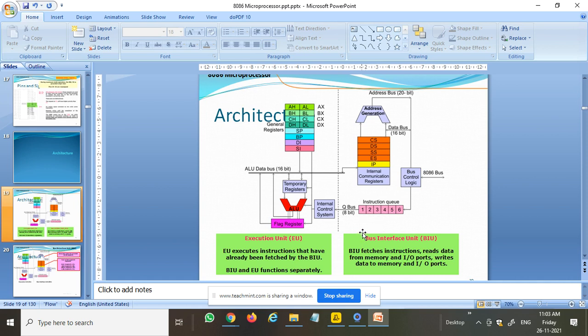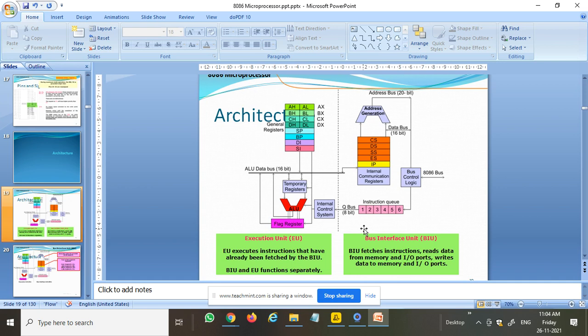So the 8086 microprocessor architecture is divided into two parts. One is BIU and another is EU, which are called the bus interface unit and the execution unit. The advantage of this architectural division is that its processing speed is higher than other processors, such as the 8085 processor. Here the data can be processed in parallel mode, meaning parallel data transfer.